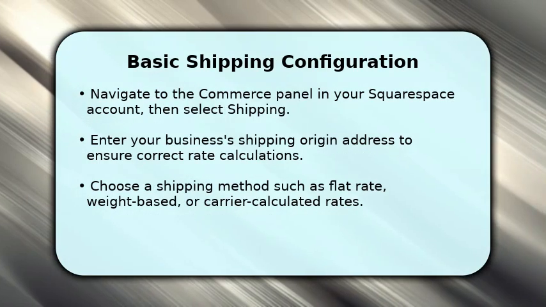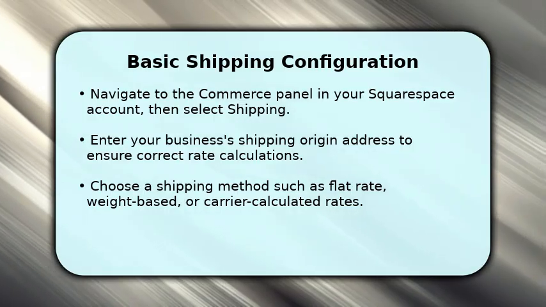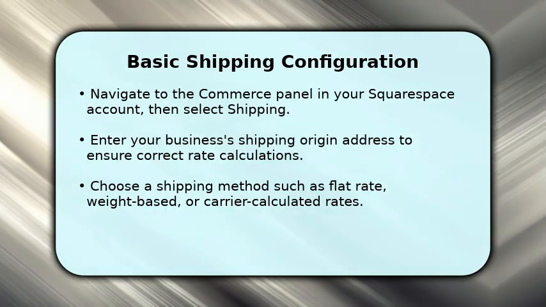To begin, access your Squarespace Commerce panel and locate the shipping settings. First, you will need to define your shipping origin address. This is crucial for accurate rate calculations.